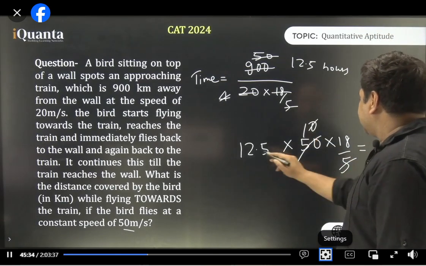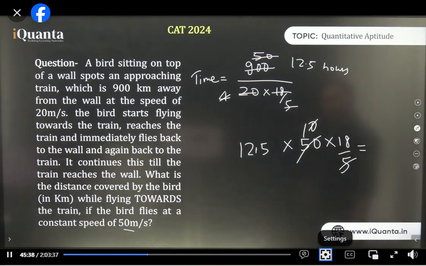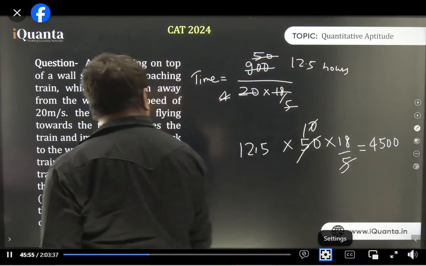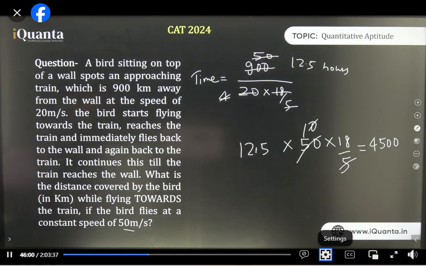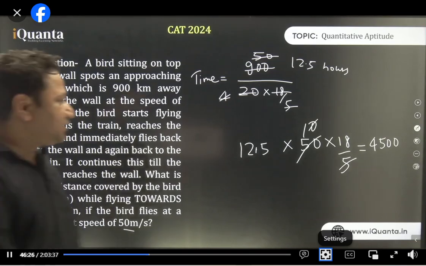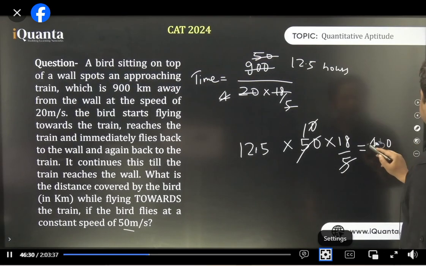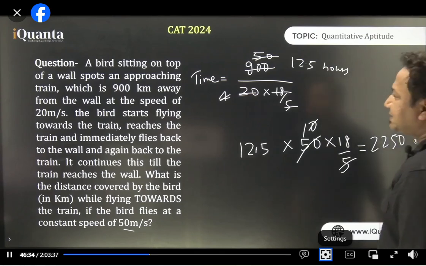5 into 10. This gets cancelled. 18 और 125. कितना हो जाएगा ये? 4500. है ना? Tell me if I have calculated it correctly. It will be 4500, right? टू 50 होगा. हाँ 0.2 भी करना है, वो तो मैं मन में सॉल्व कर रहा हूँ. I just divide by 2. 2250. Perfect. 2250 is the distance traveled by bird.